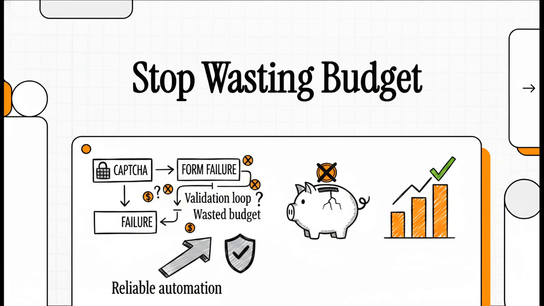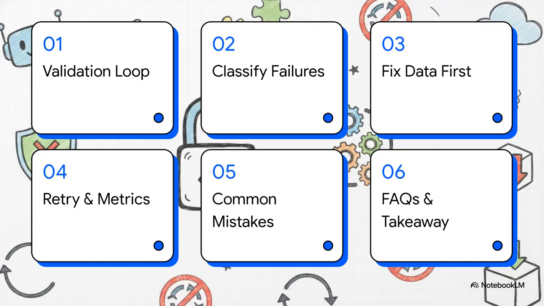Let's get into it. Here's our roadmap for this explainer. We'll be looking at the costly validation loop, classifying your form failures, fixing data before resolving, retry limits and metrics, common mistakes to avoid, and we'll wrap up with some FAQs and a final takeaway.